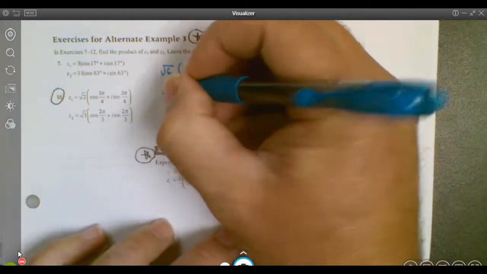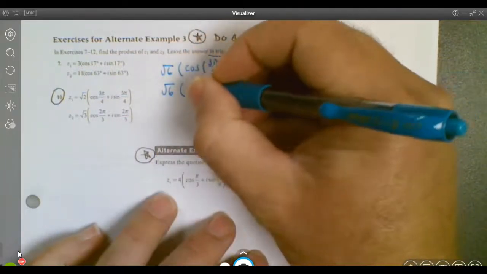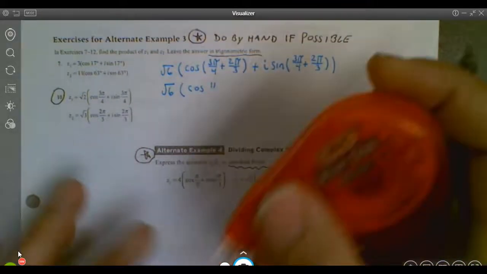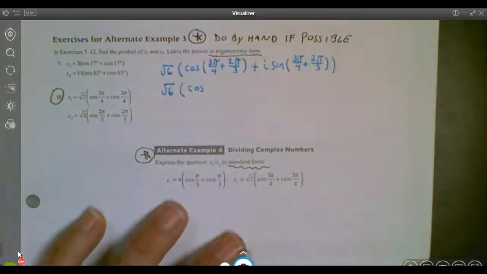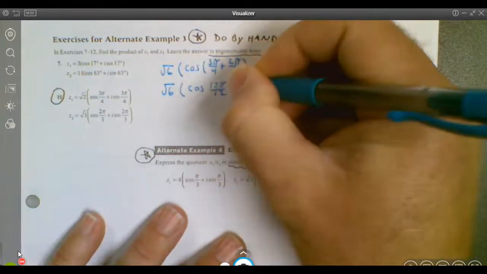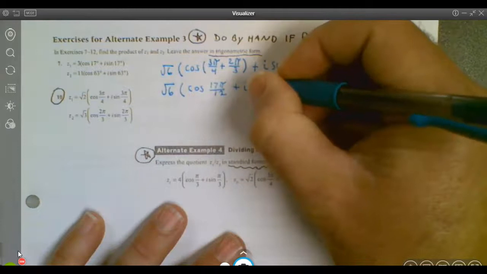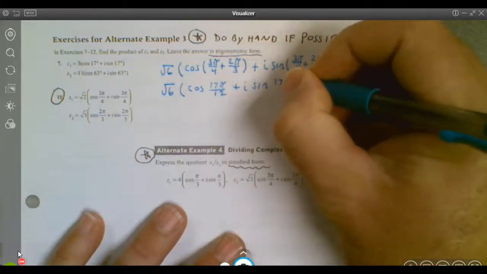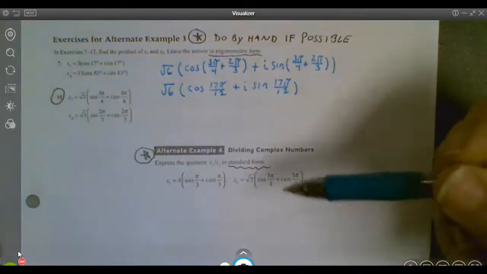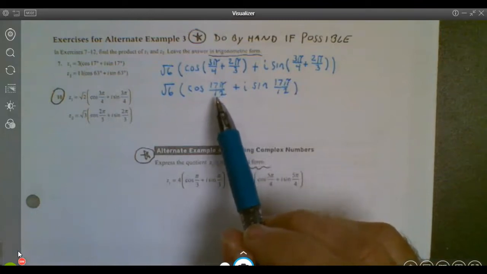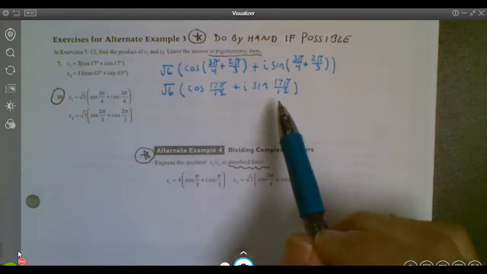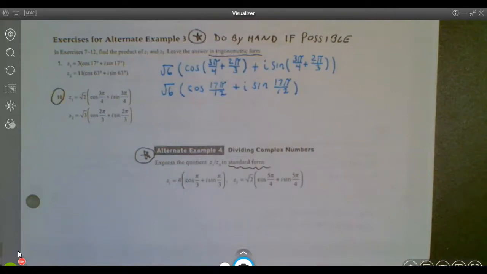And that, of course, is not a unit circle value, so I'm going to leave this as the cosine of 17 pi over 12 plus i sine 17 pi over 12. And so we'll leave it just like that. If this was a unit circle value that we knew, we could simplify this. But as far as this is concerned, we're going to stop right there because it says trig form, and that's trig form. So I'm going to leave it just like this.